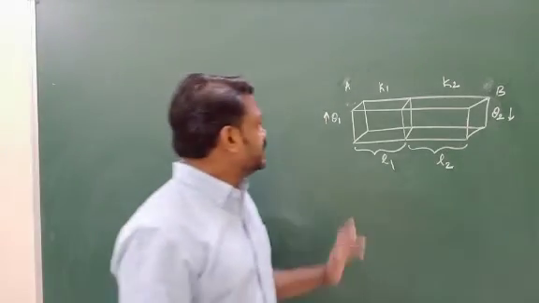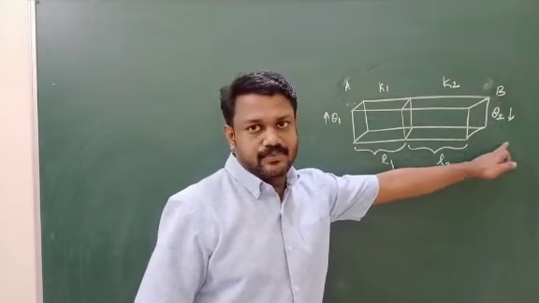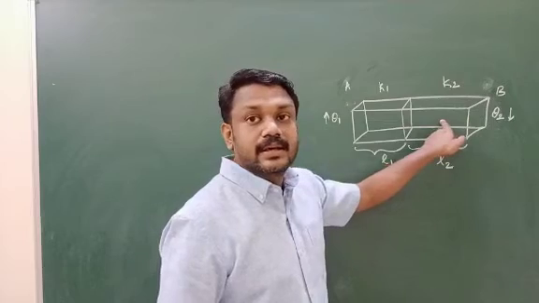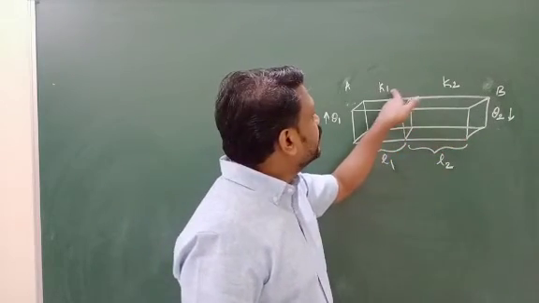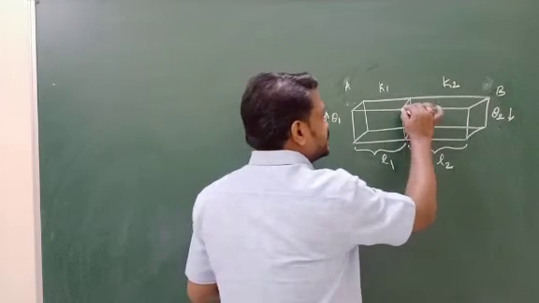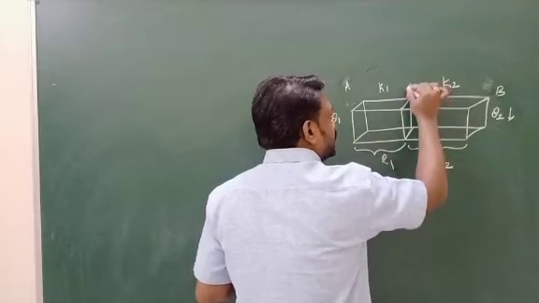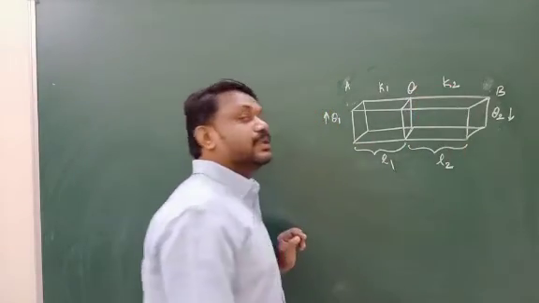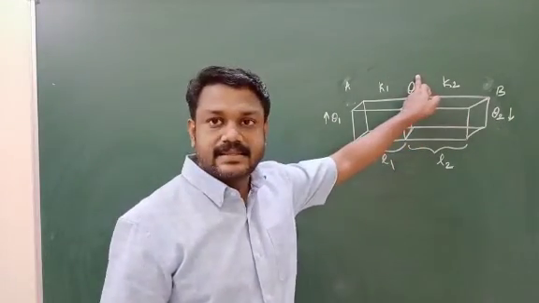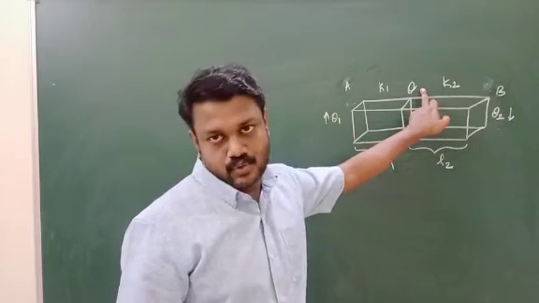So it is obvious that heat is flowing from the higher temperature region to the lower temperature region. For that, heat energy has to travel through two different conductors with their conductivities K1 and K2. So this is the point, the interface, where they are joining together. That region is at a temperature theta, that means the interface temperature is taken as theta. We have to find out what this interface temperature theta is also.